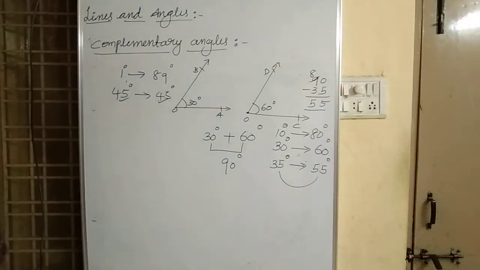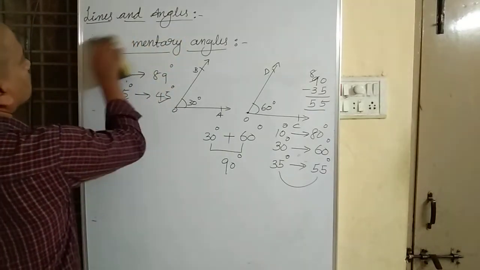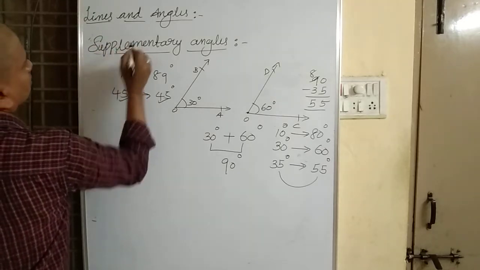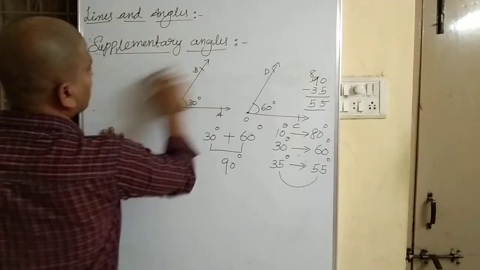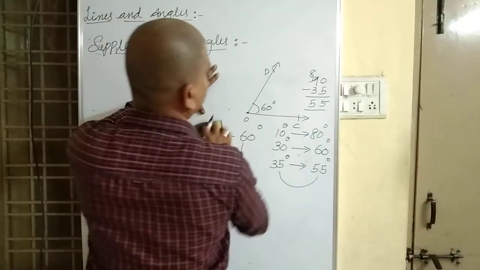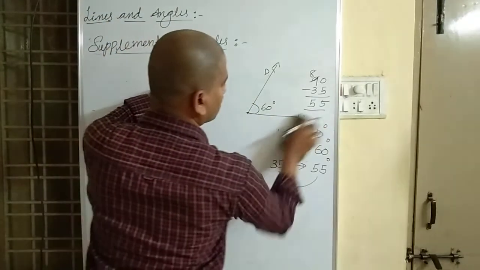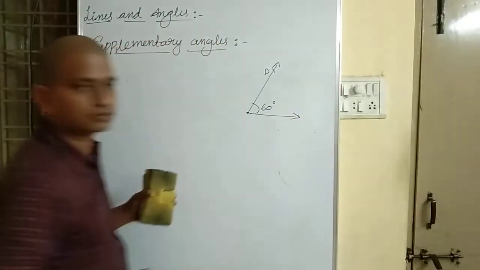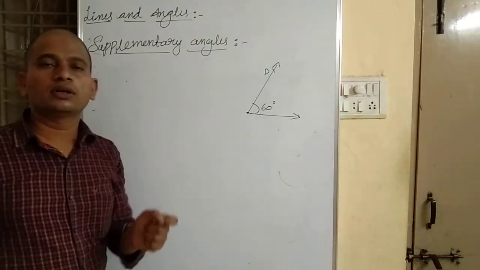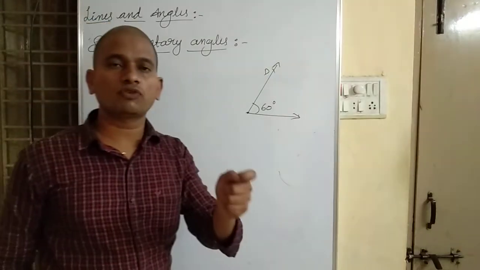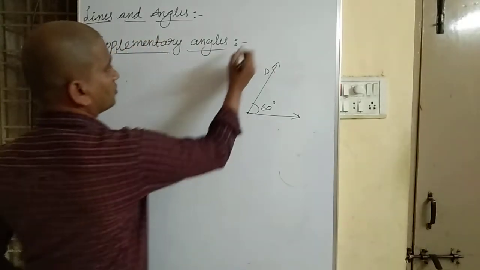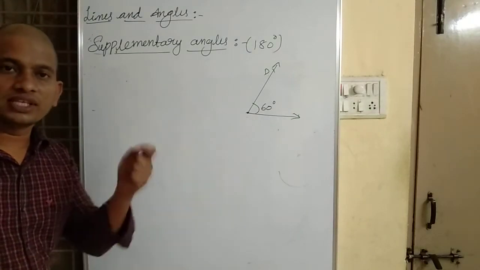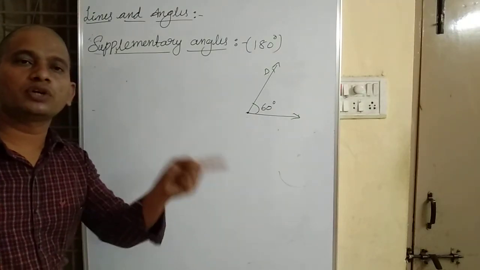Okay. Now coming to supplementary angles. What do you mean by supplementary? Supplementary angles: when the sum of the measure of the two angles is equal to 180 degrees.